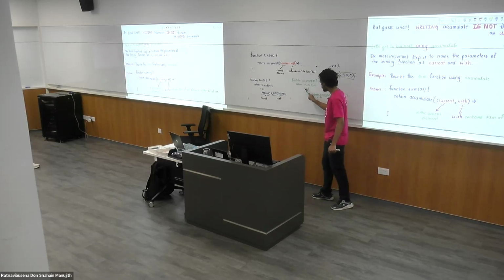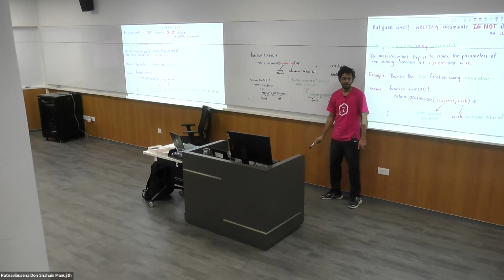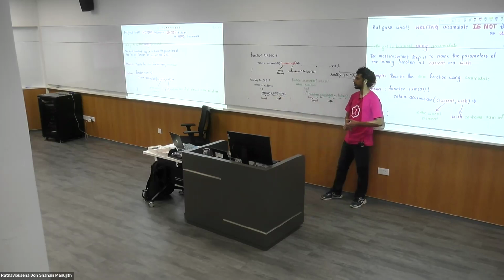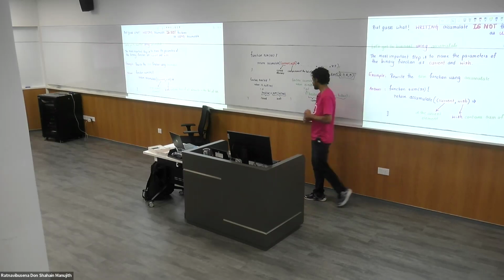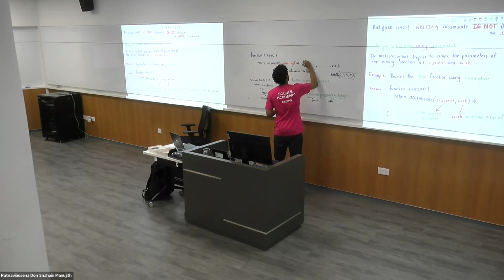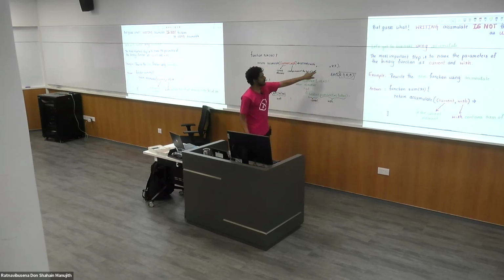Okay, so how can I turn this f into plus? Current plus wish, right? That's all. So I need to do current plus wish here. That's all. Simple. Current plus wish. That's all.